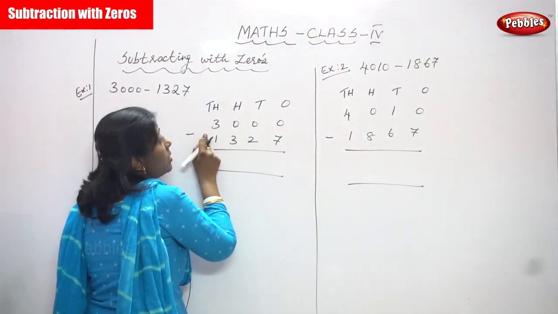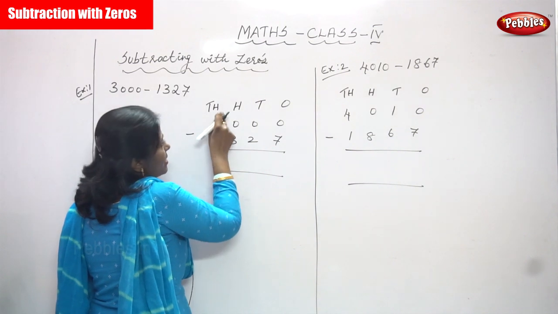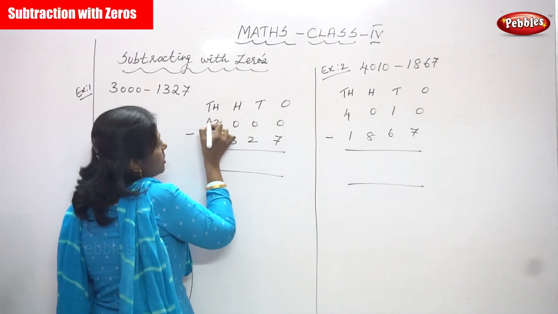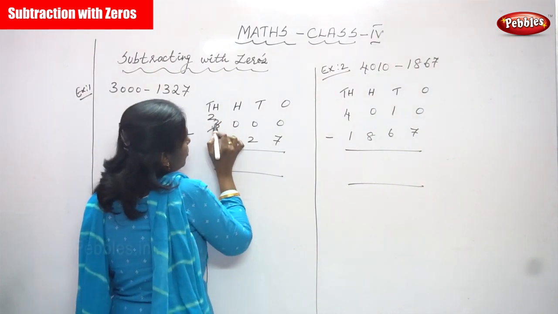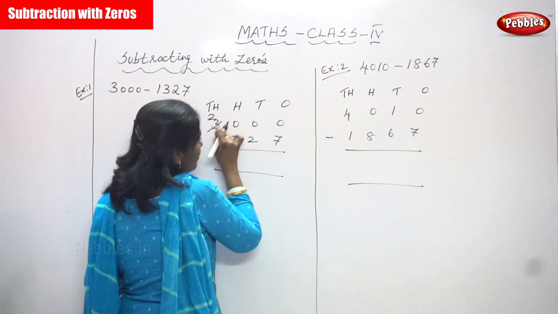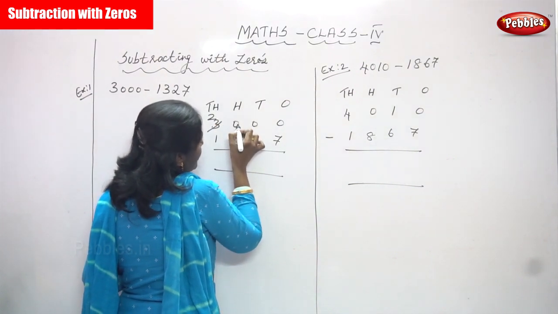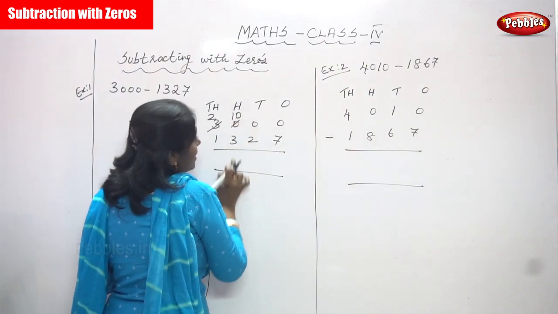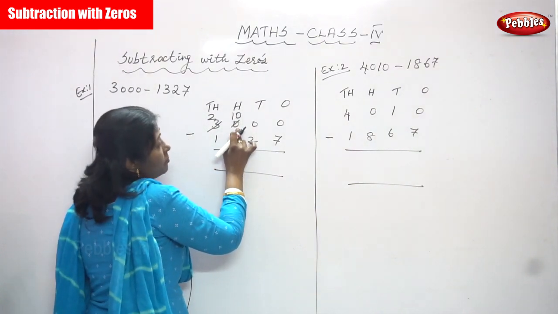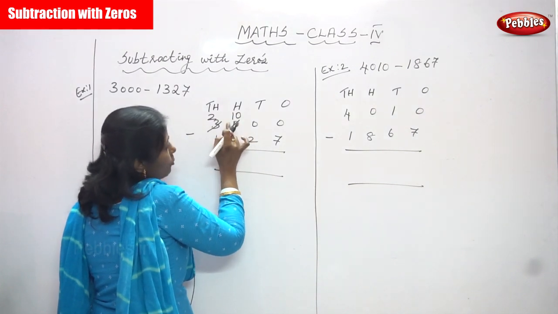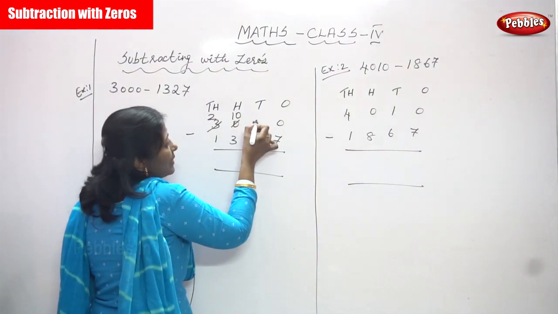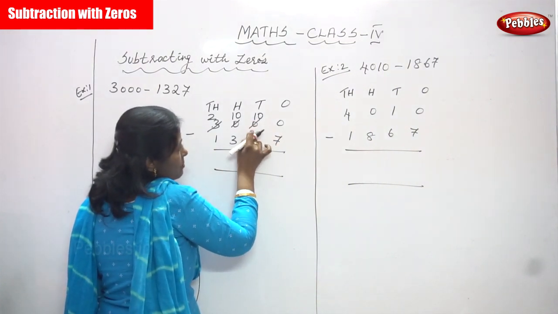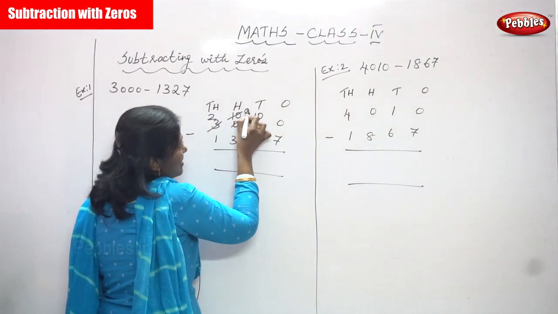So now we are going to borrow from the thousands place. What is the number in the thousands place? That is 3. So you have to borrow 1 from the thousands place, and this 3 becomes 2. So in the hundreds place, what is the number? 0. This 0 becomes 10. Now again you have to borrow 1 from the hundreds place. So this tens place 0 becomes 10, and this hundreds place 10 becomes 9.